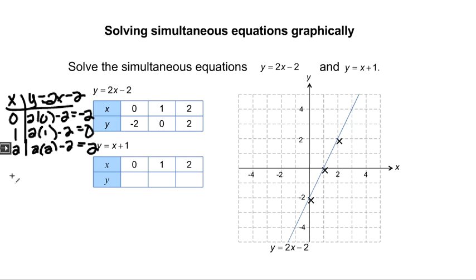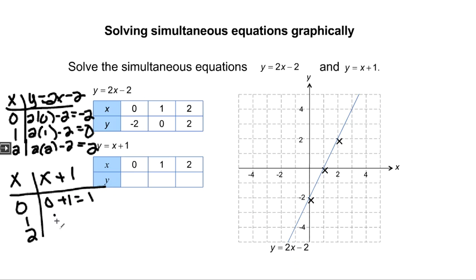So this rule is x plus 1. And so that actually could be done in your head pretty easily, but I'll go ahead and write it out. 0 plus 1 is 1. 1 plus 1 is 2. And then 2 plus 1 is 3. So there's my 3 values for my table. And then now I have my ordered pairs. So I have the point 0, 1, 1, 2, and 2, 3 to plot.